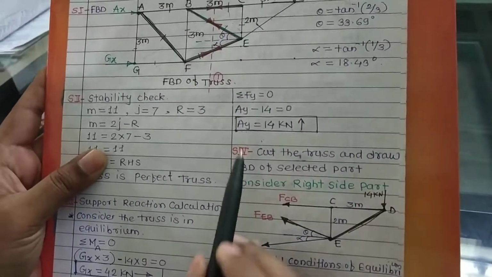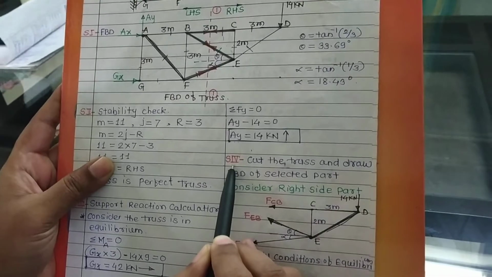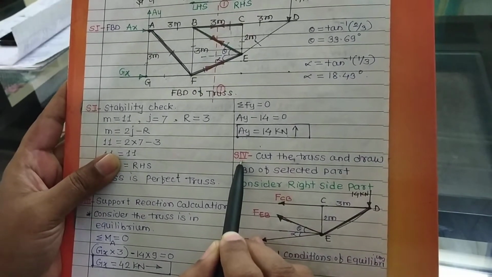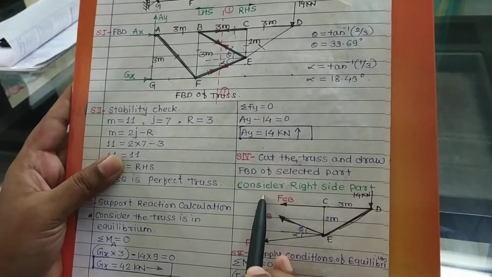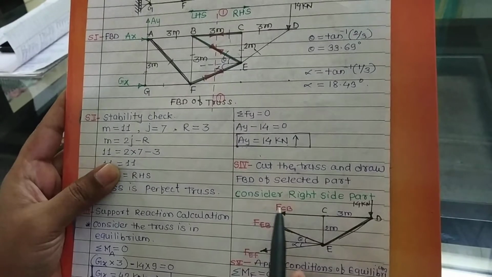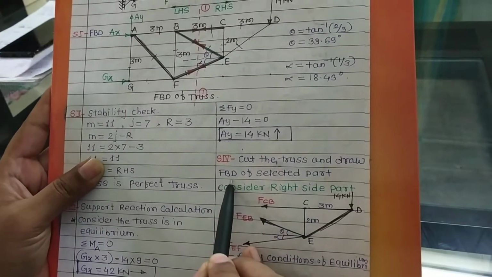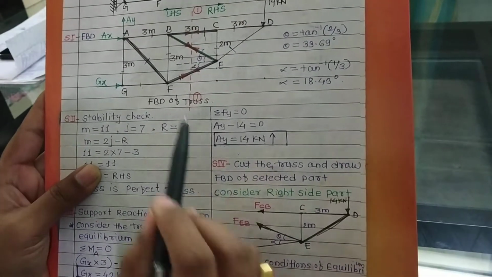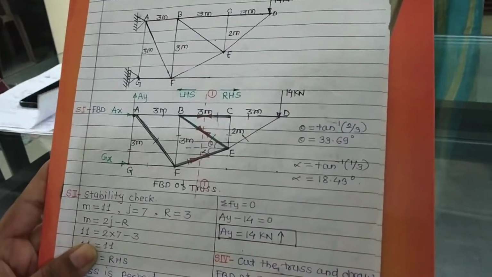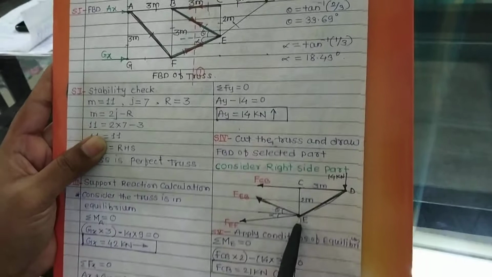The next step in that, we have to find out force in the members of the truss. It means that we have to analyze the truss to find out magnitude and nature in the members of the truss. So for that case, we have to select any one part. Any one part, I have selected in this case right hand side part. Why I have selected right hand side part?